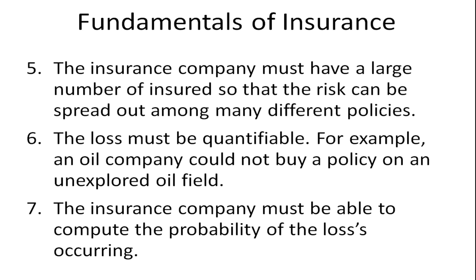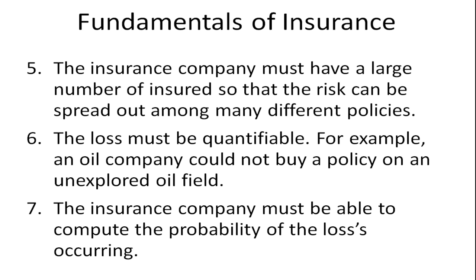They don't know which 2 or 3, but it doesn't matter because if they've written policies on enough people, they will make money from those that don't pass away and will be able to pay the claims for those that do pass away. The loss has to be quantifiable. So they need to be able to figure out what's the loss here, what's the likelihood of loss. For example, an oil company can't buy a policy on an unexplored oil field because they can't quantify that.